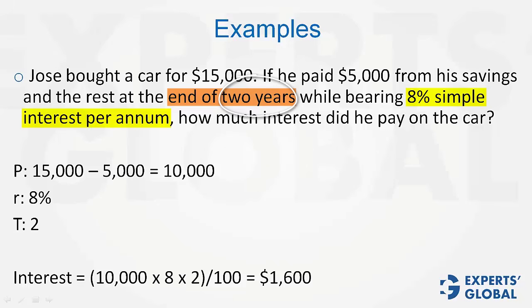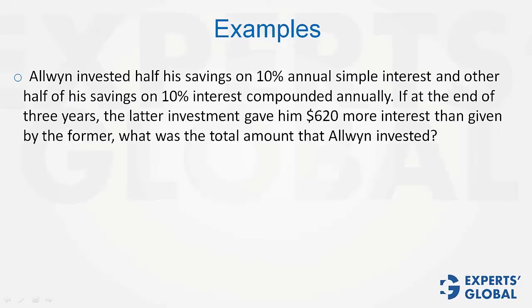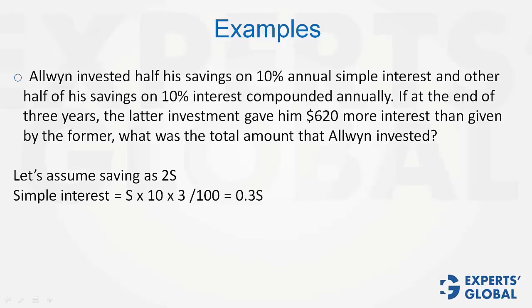That's a fairly easy question. Look at this one now. Alwyn has made 2 equal investments. To avoid fractions, let's assume that his total saving is 2S and not S. Now S has been invested in 10% simple interest for 3 years. The interest turns out to be S times 10 times 3 divided by 100 equals 0.3S.